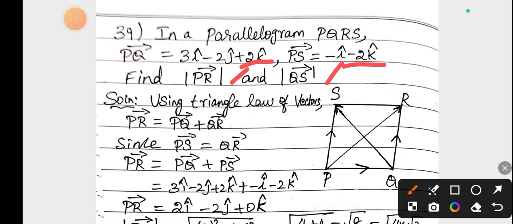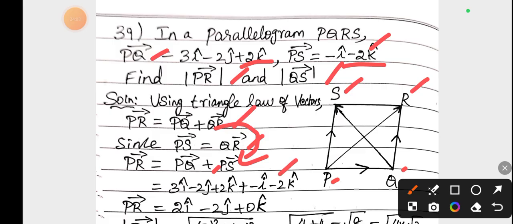So using the triangle law of vectors, first draw the parallelogram P, Q, R, S. How do we get the PR vector? PQ vector plus QR vector. Sir, PQ vector I have, but where do I get QR? Now, since it's a parallelogram, opposite sides are equal if the direction is the same. QR and PS both directions are the same, so both are equal. So PR I can write as PQ, and instead of QR I can replace it with PS. Both are the same. The PQ value given is 3i cap minus 2j cap plus 2k cap. PS is given as minus i cap minus 2k cap.